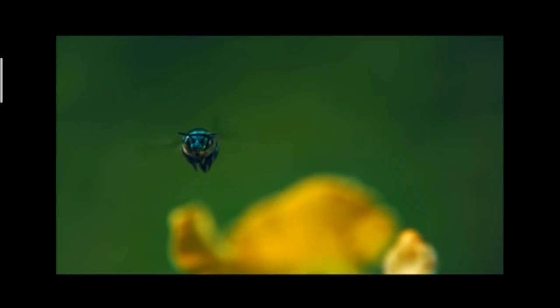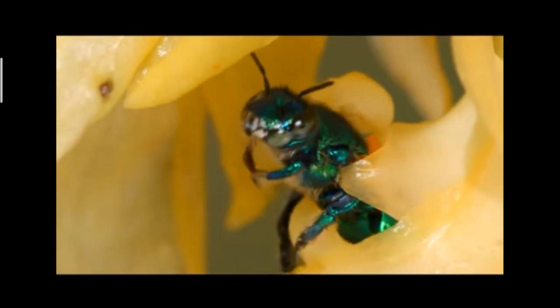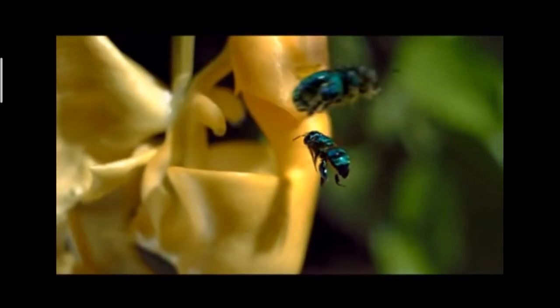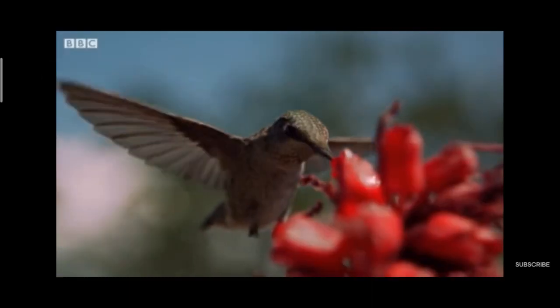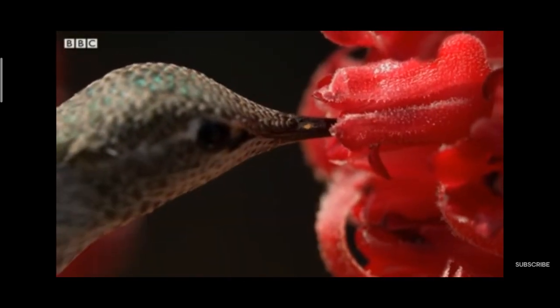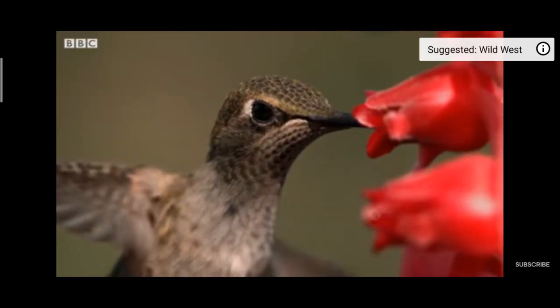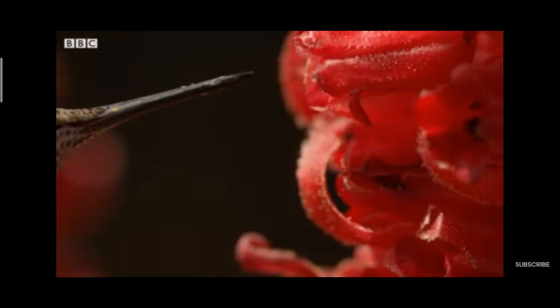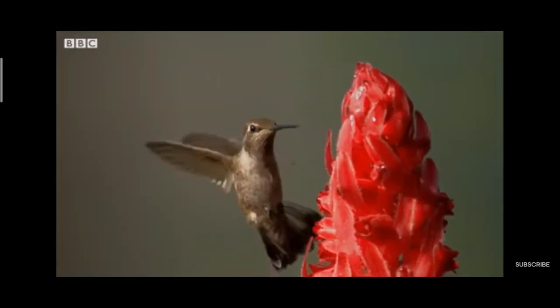Butterflies and bees pollinate the flowers. Do you know what is pollination? It is the movement of pollen from the stamen to the pistil. Not only bees and butterflies, birds also help with pollination. Look at this hummingbird. These flowers attracted this hummingbird. So the hummingbird is collecting or sucking the nectar from the flower. Unknowingly, it is helping with pollination in the flower also.